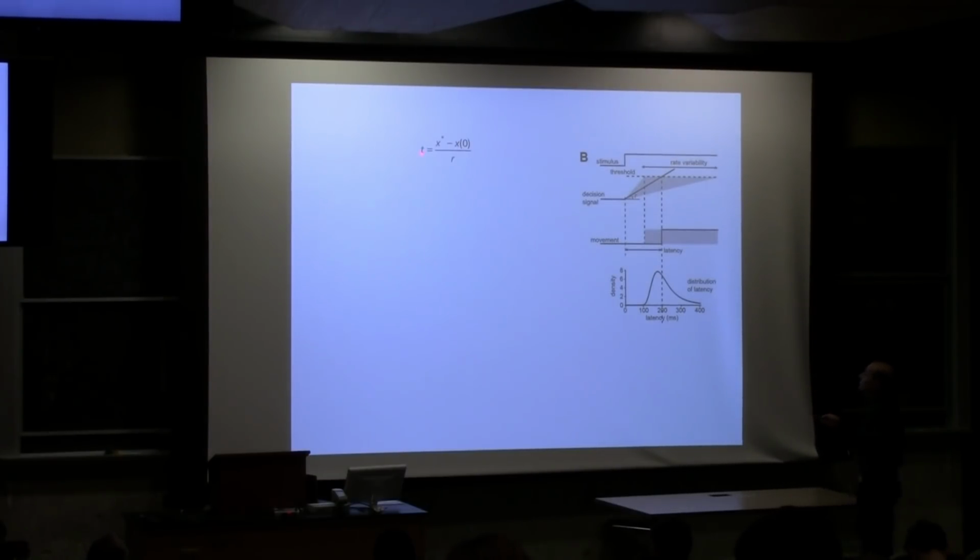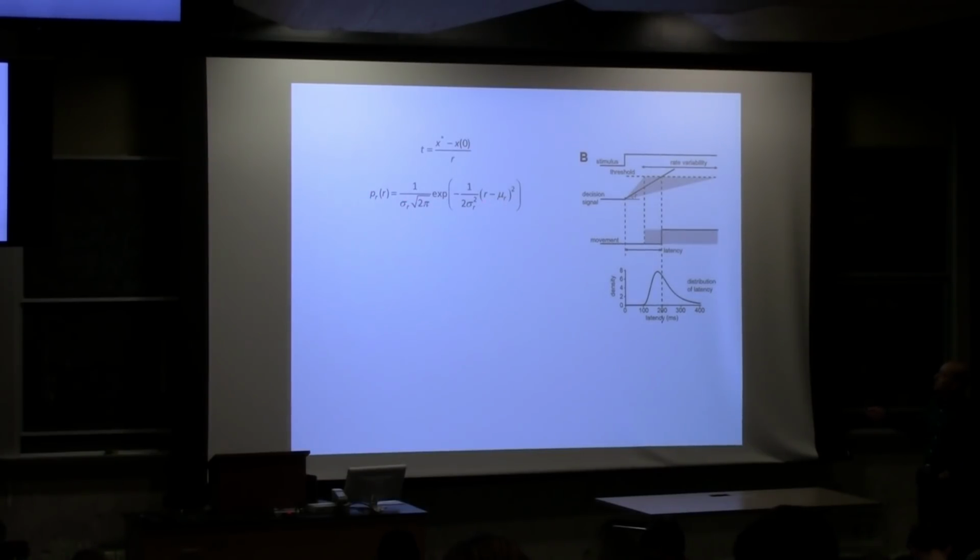So we have this relationship between t and r. The probability density of r is a normally distributed random variable with variance sigma squared and mean mu r. So this is how r is going to change from trial to trial. Sometimes it's going to be shallow, sometimes it's going to be steep, and it's going to be normally distributed.